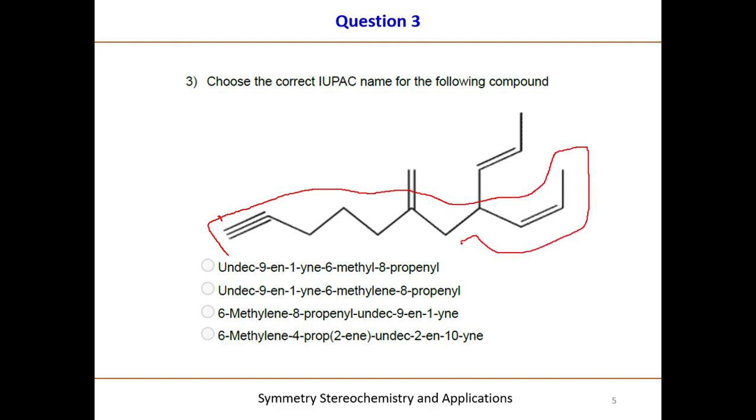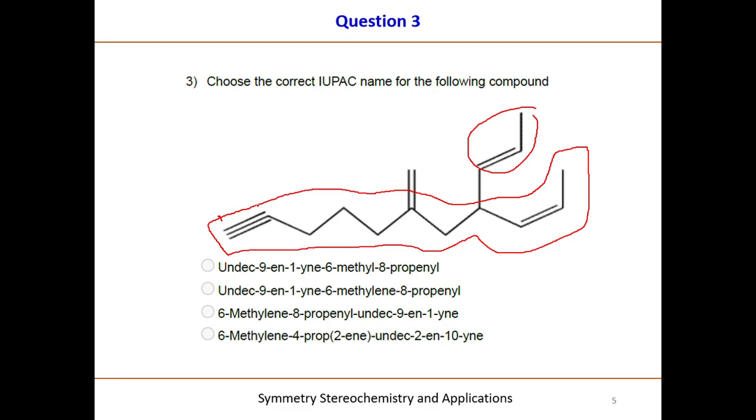You can cross check this one. You can consider this vinyl group also, but here I am taking this one as the longest linear chain, because if you give numbering, you will see both are the same. That's why I am taking this one as the longest linear chain.